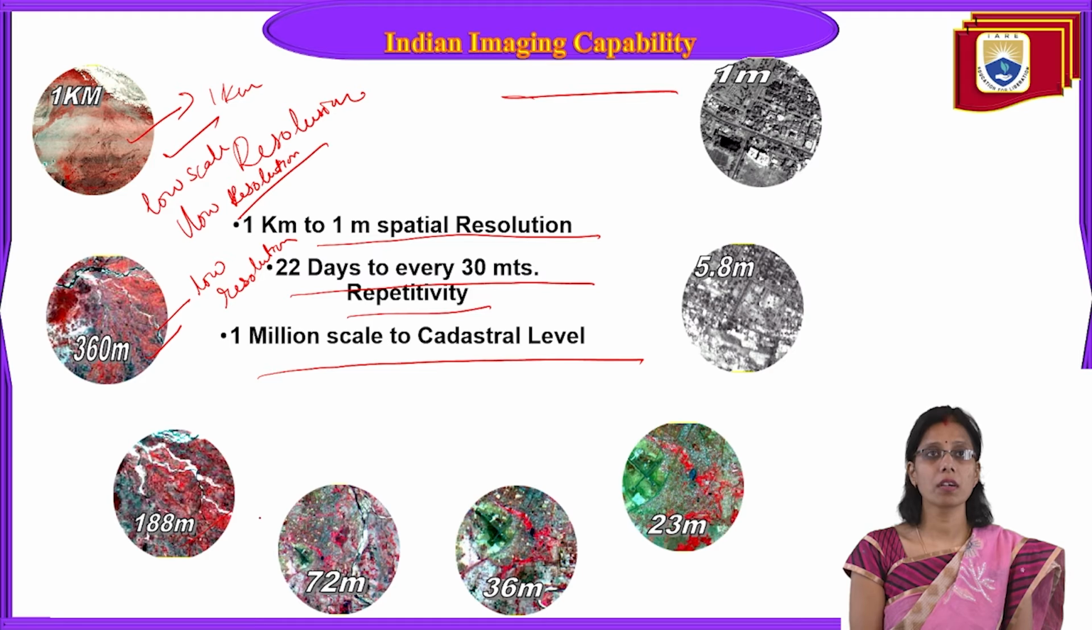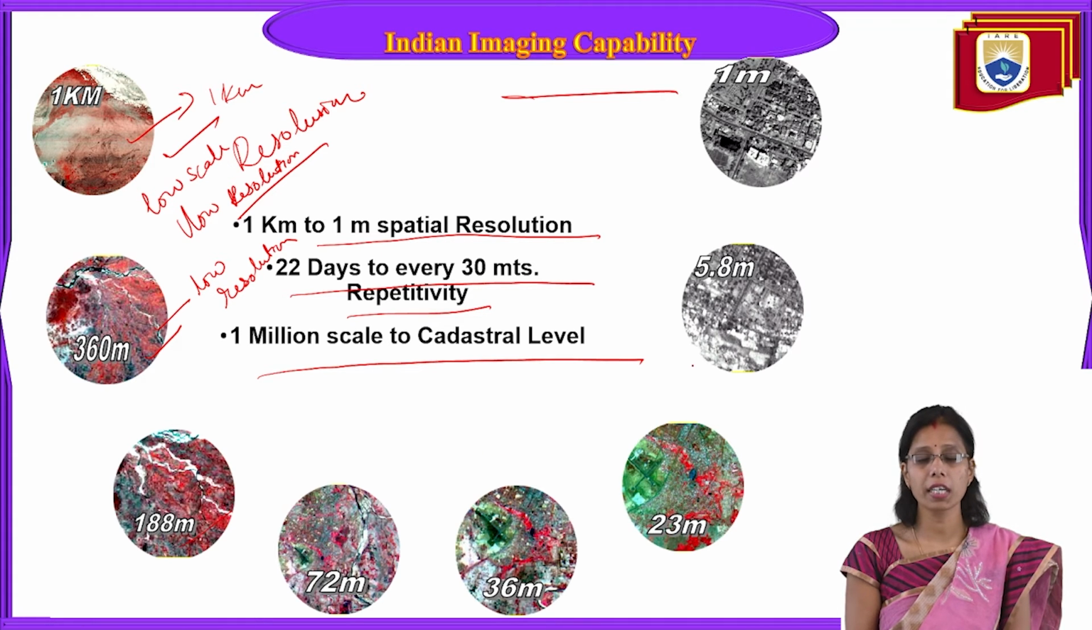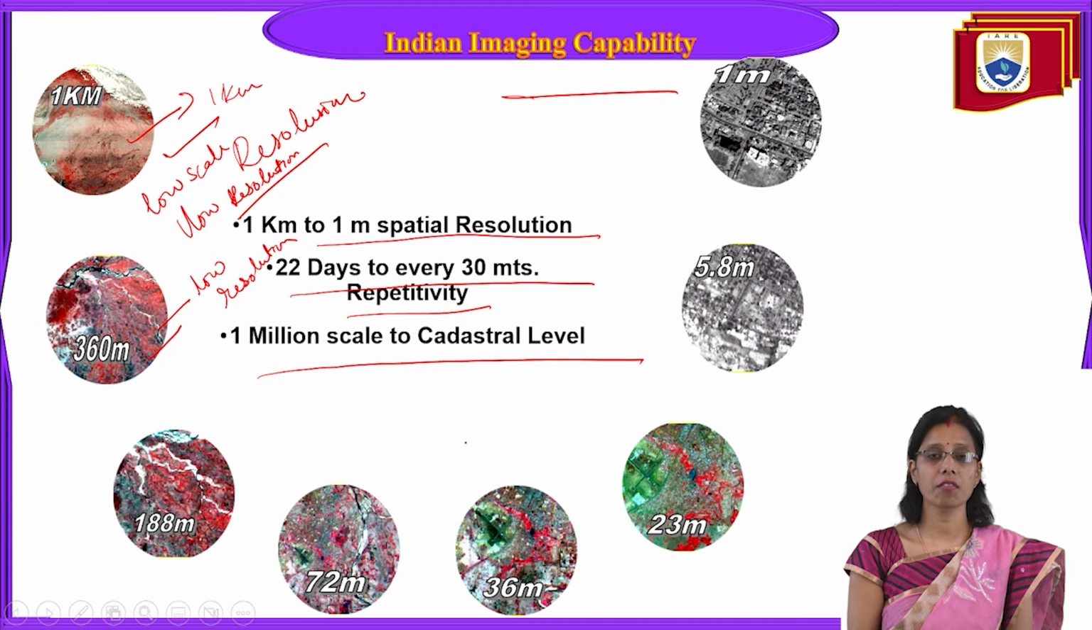That is the meaning of 1 kilometer or 360 meters. Here 1 kilometer means 1 kilometer on the ground is visible in the image. So whatever features are of 1 kilometer, they are visible in the image. This 360 meters means whatever information on the ground which is of 360 meters is visible in the image. Now you have 188 meters, so whatever information on the ground is visible in the photo or satellite.